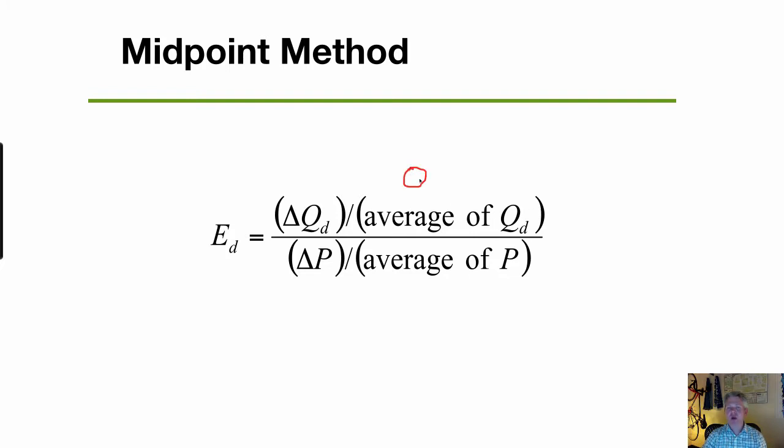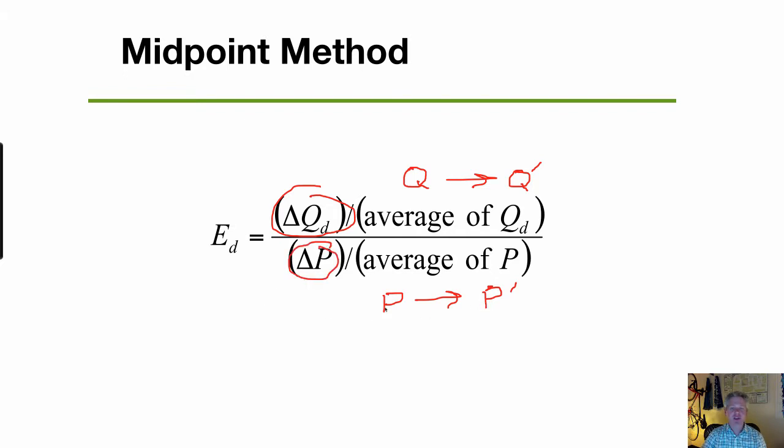Well, remember, we had a Q, and then the Q went to the Q prime, all right? So the difference between these two goes here. That's the difference. And the average of the two goes here. So you add them together and divide by 2. And the same thing is true of the price, right? You had an original price, and then you had a new price when you changed the price.